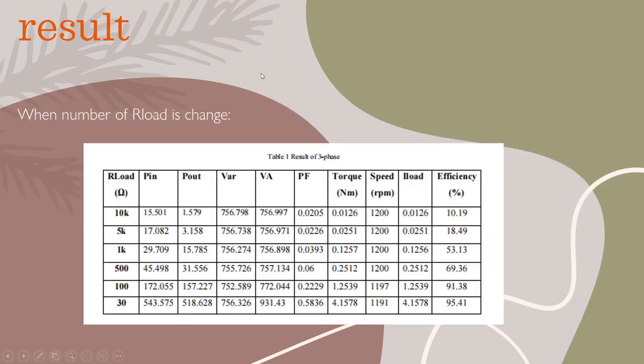Result. We can see in this table the R load that I changed to 10K, 5K, 1K, 500 ohm, 100 ohm, and 30 ohm. The P in, as we can see, increases when we adjust the R load lower, and also P out, VAR, VA, PF, torque, speed, I load, and efficiency also increase when I adjust to a lower R load resistance.